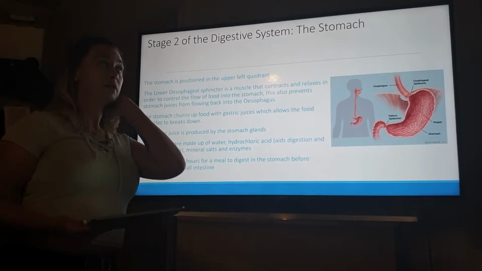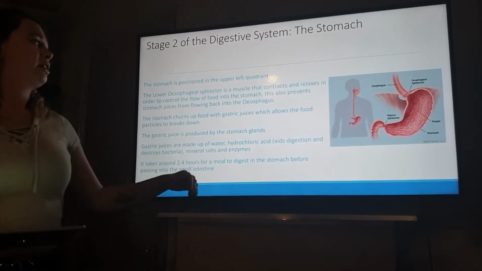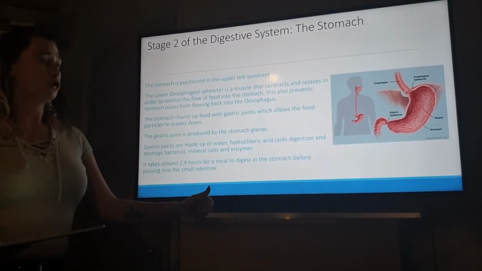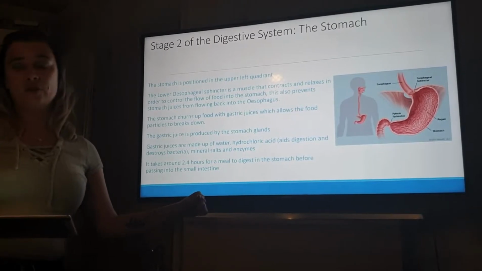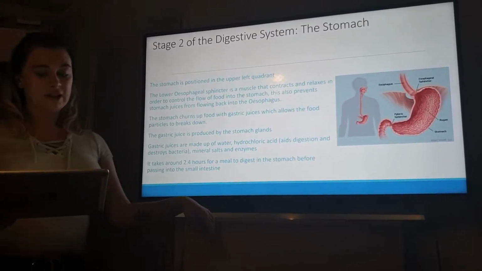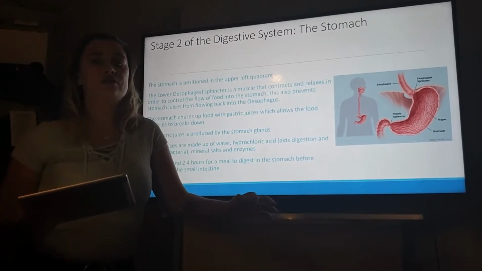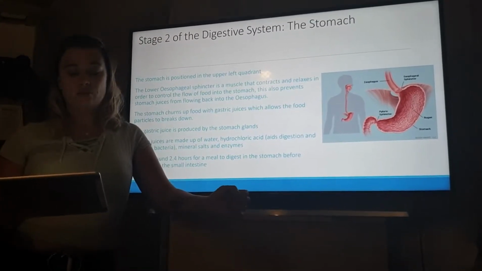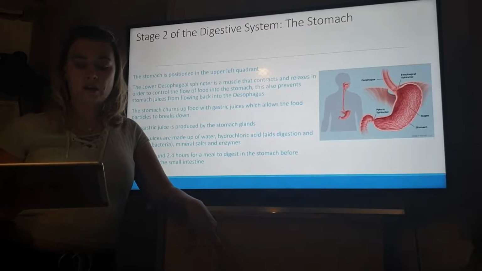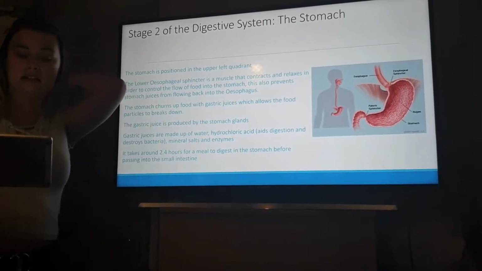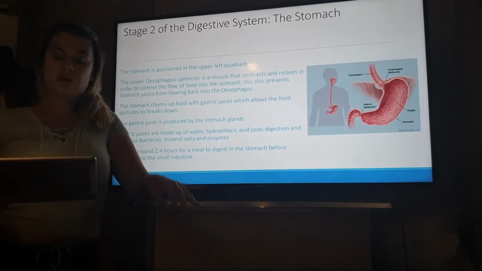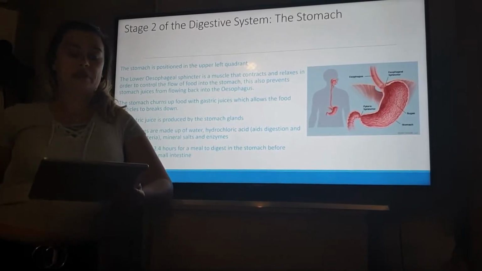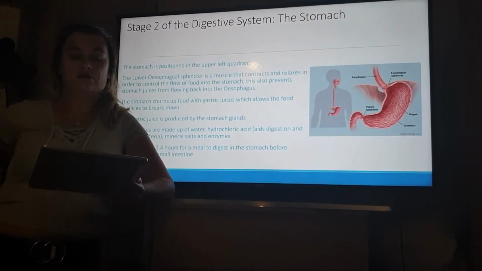The next stage is the stomach, which is positioned in the upper left quadrant. So the lower esophageal sphincter is a muscle that contracts and relaxes in order to control the flow of food into the stomach. This also prevents stomach juices from flowing back into the esophagus. The stomach churns up the food with gastric juices, which allows the food particles to break down. The gastric juice is produced by the stomach glands, and these juices are made up of water, hydrochloric acid, mineral salts and enzymes. It takes around 2.4 hours for a meal to digest in the stomach before passing on to the small intestine.